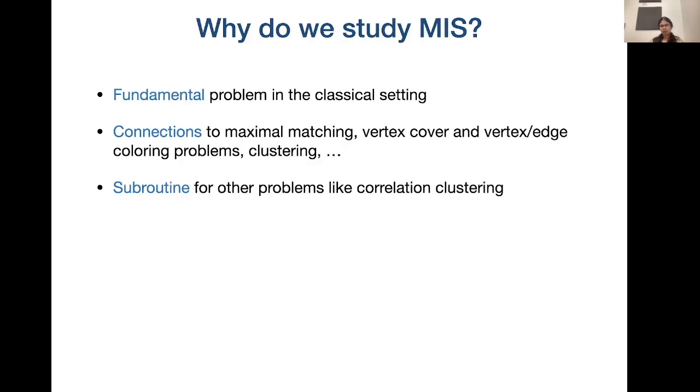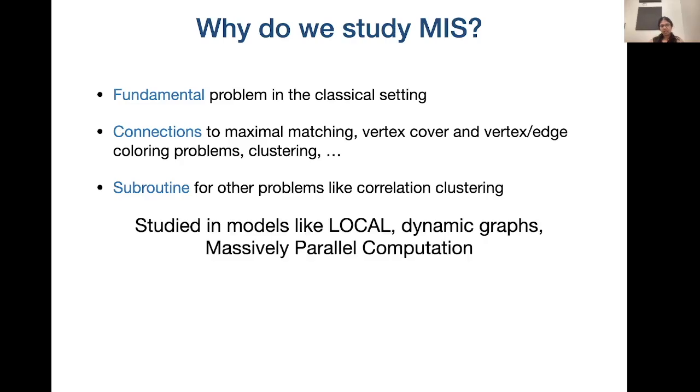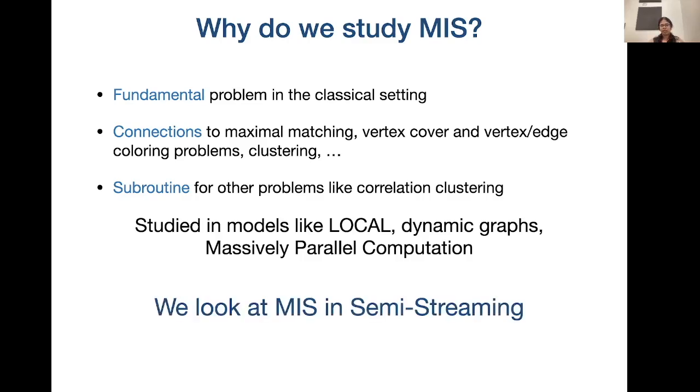Why do we want to study this problem, MIS or maximal independent set? It is a fundamental problem in the classical setting, and it has a lot of connections to other interesting problems like maximal matching, vertex cover, coloring problems, and clustering problems. It has been used as a subroutine for other problems also, like correlation clustering. As a consequence, MIS has been studied in the local model, dynamic graphs and massively parallel computation, including others. We're going to look at MIS in a semi-streaming model.